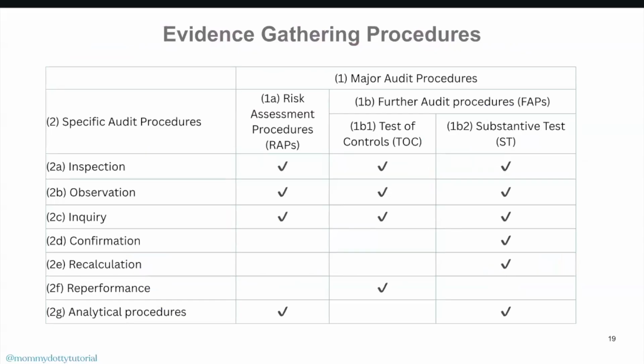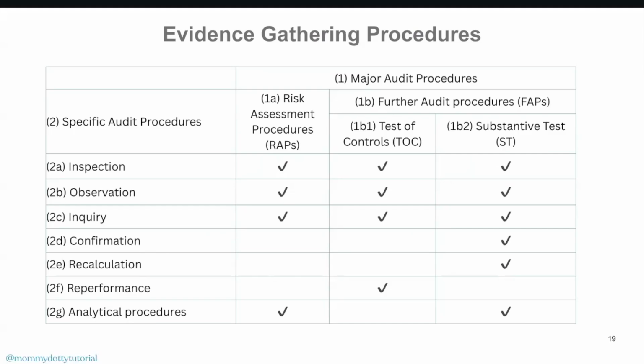Here, we'll discuss a little bit about the evidence gathering procedures. There's major audit procedures and there's also specific audit procedures. So the auditor gathers audit evidence to draw reasonable conclusions on which to base the audit opinion by performing the following evidence gathering procedures. Okay, for the major audit procedures, we have the risk assessment procedures and we have further audit procedures. So under further audit procedures, we have this test of controls and substantive testing. And then we have at the left here, the specific audit procedures.